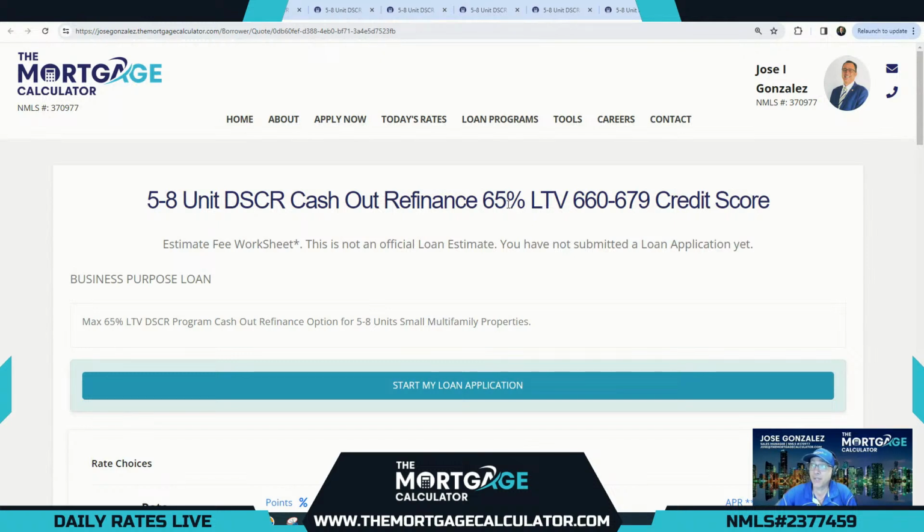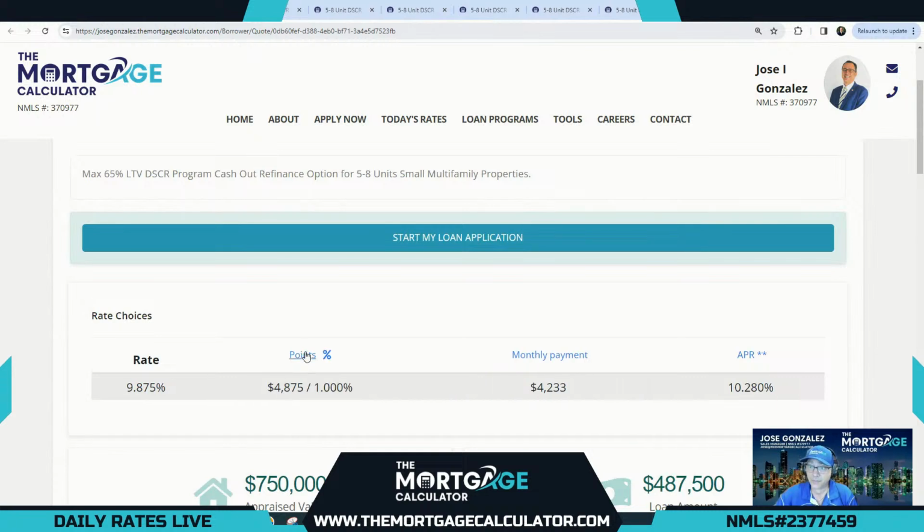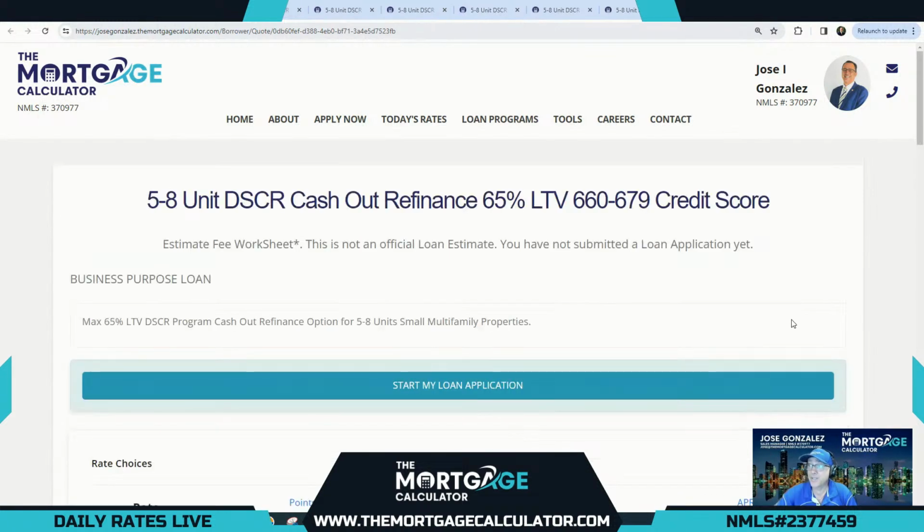65% now becomes your LTV. Once you go below 700, LTV drops to 65. So 680 to 699 would also be 65, just a little bit lower rate. So in this case, we have 9.875, the same 1 point cost, and it's now 9.875% at a 65% LTV with a 660 to 679. And again, I do stress this is a DSCR loan product, so very convenient here for your investors with multiple properties.